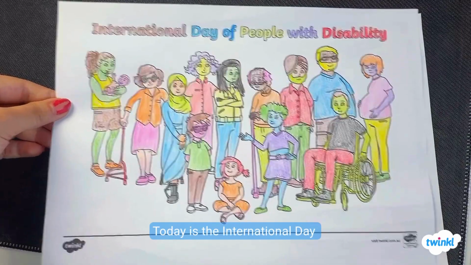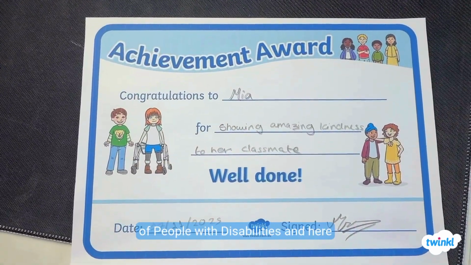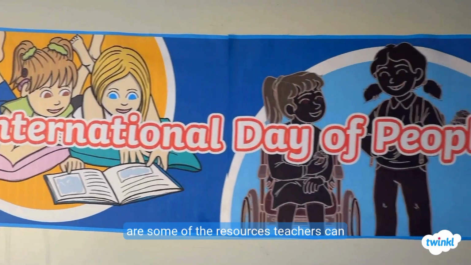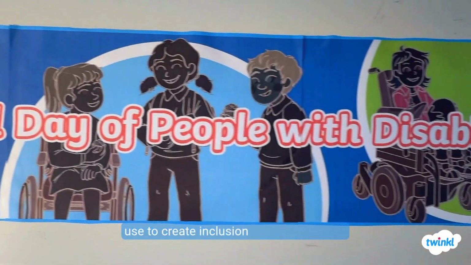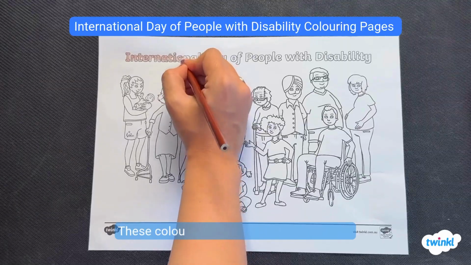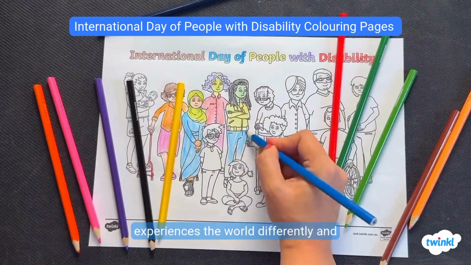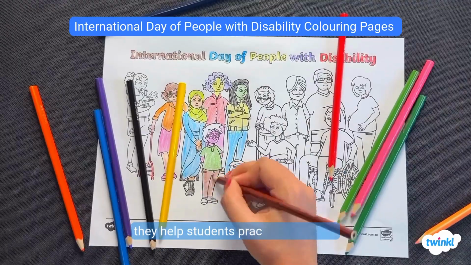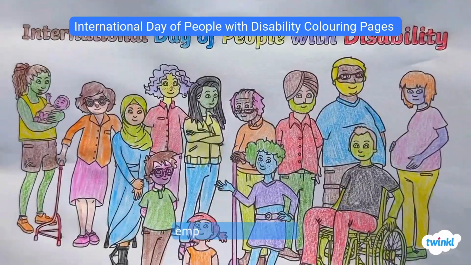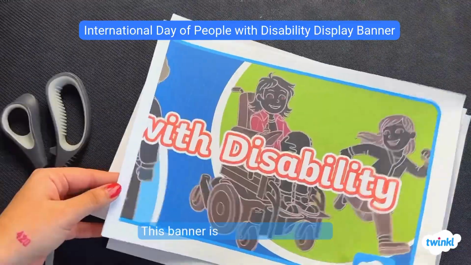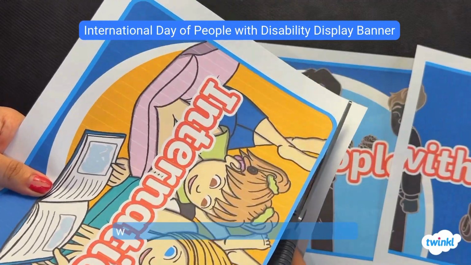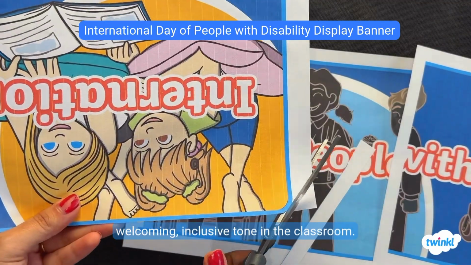Today is the International Day of People with Disabilities, and here are some of the resources teachers can use to create inclusion in the classroom. These coloring pages show that everyone experiences the world differently, and they help students practice kindness, empathy, and respect. This banner is perfect for setting a welcoming, inclusive tone in the classroom.